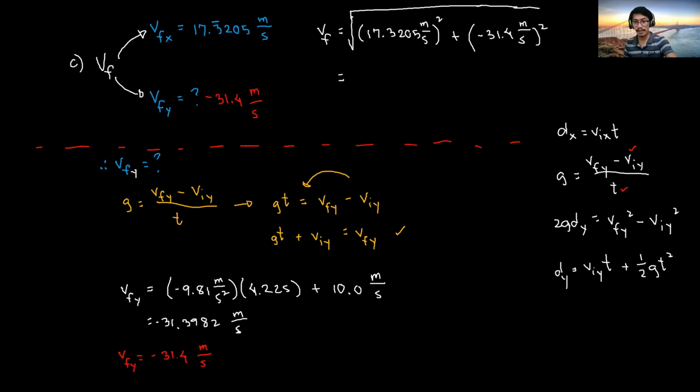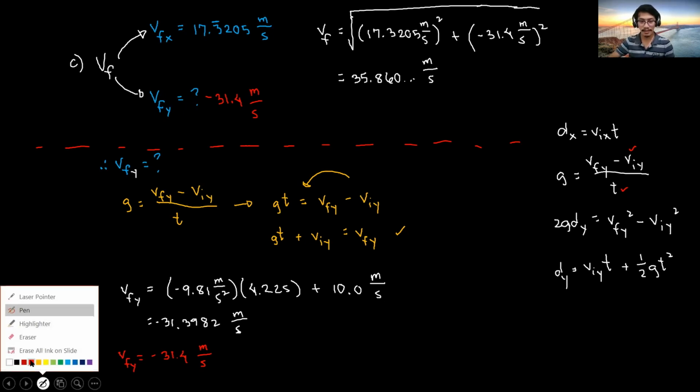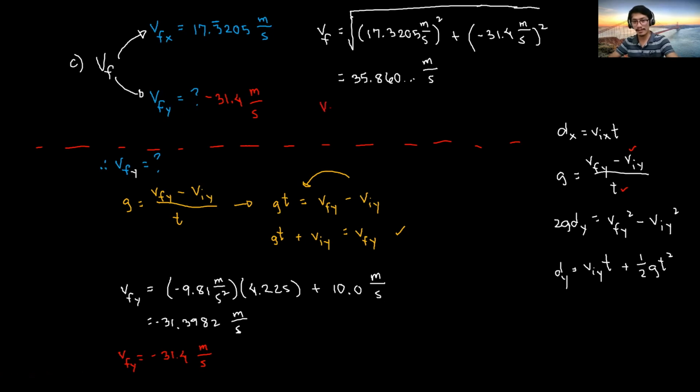It will give us a final velocity of 35.860 and so on meters per second. But we need how many significant figures? We need 3 significant figures. So our final answer for the final velocity is 35.9 meters per second. Ayan. So this is our final answer.